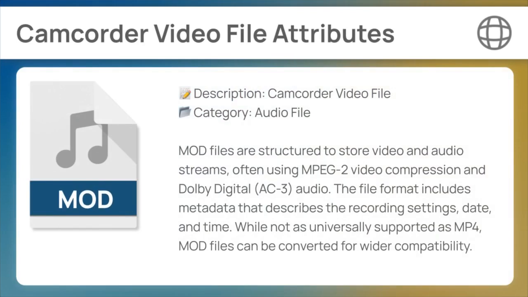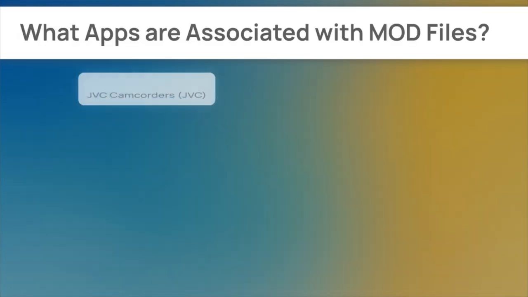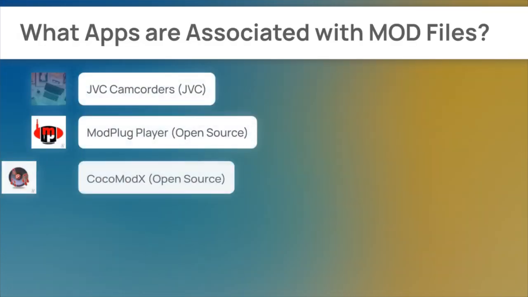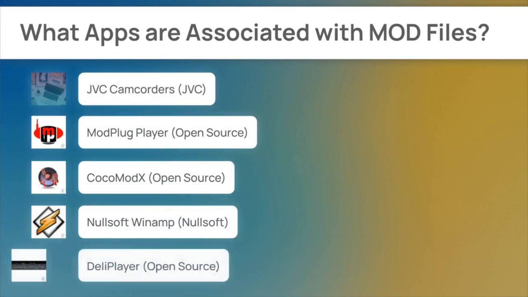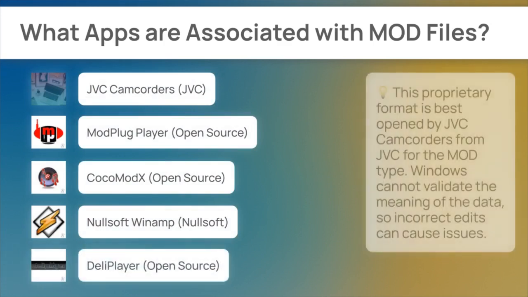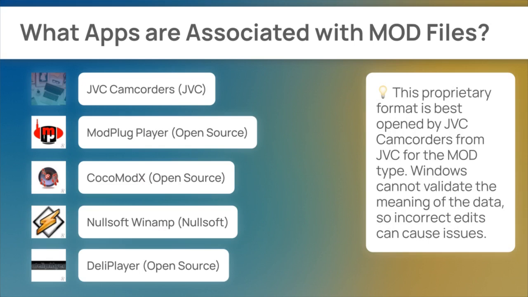AC3 audio. The file format includes metadata that describes the recording settings, date, and time. While not as universally supported as MP4, MOD files can be converted for wider compatibility. JVC camcorders, developed by JVC, is often used as the source validator for MOD. Windows cannot validate the meaning of the data, so incorrect edits can cause issues. Windows provides standard playback features, though advanced processing must be done in audio workstations.